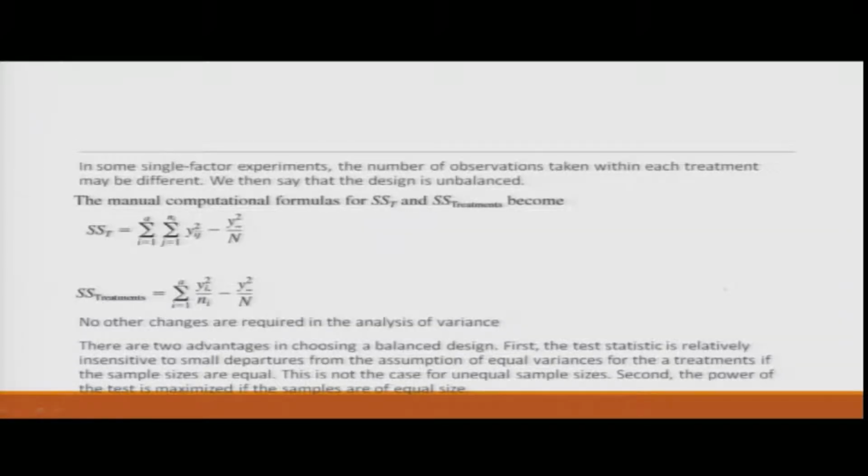In some single factor experiments, the number of observations taken within each treatment may be different. We then say that the design is unbalanced. So now here is the main point coming. If you remember, I mentioned at least 3 or 4 times that the sample size n is fixed for each and every treatment. Now if they are changing, then they are unbalanced.